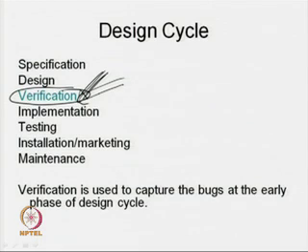Once we are satisfied that whatever design we are doing is going to satisfy our requirement, then we will go for implementation, and after implementation we will go for testing. So, when we come to this testing point, it is left only with manufacturing defects. We are trying to capture most of the design issues or design bugs in this verification phase.